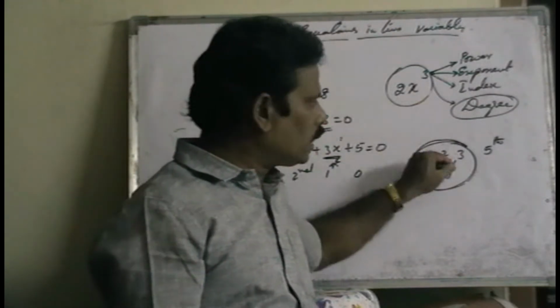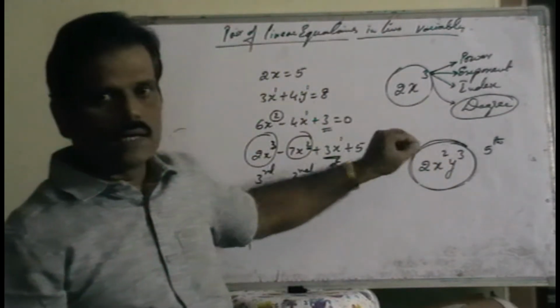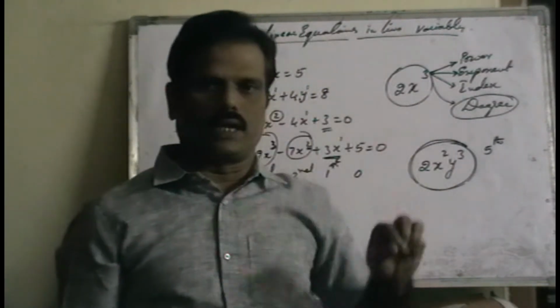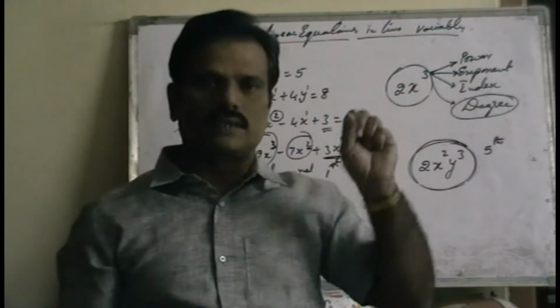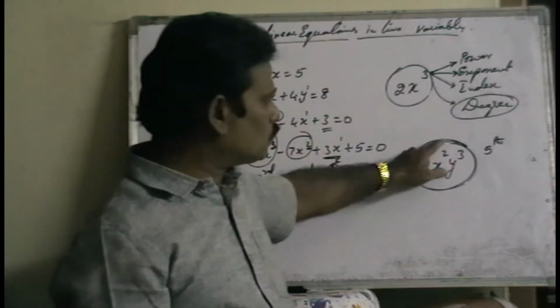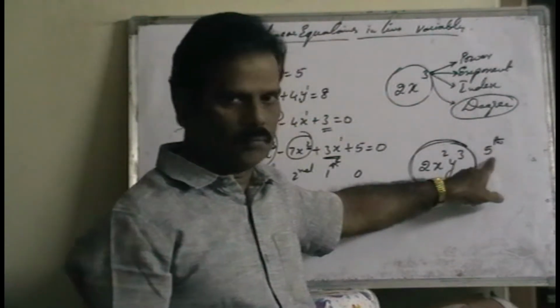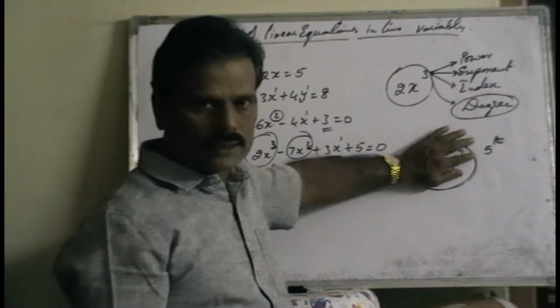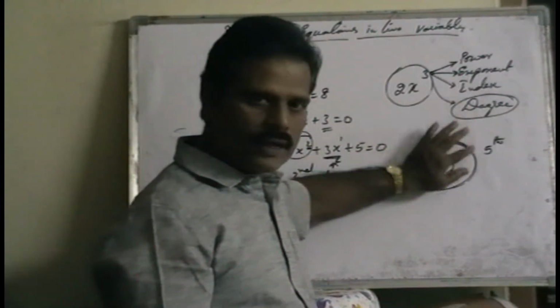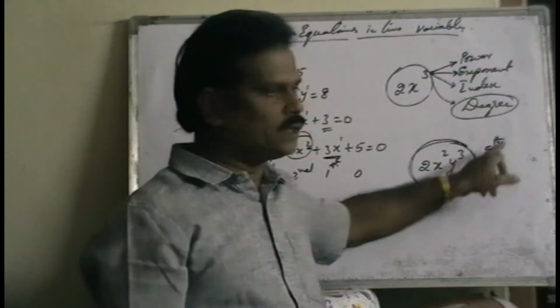So the degree of the term means what? Here, the sum of the exponents of the variables is called the degree of the term. So 2x square y cube is a fifth degree term, not only second degree or only third degree. 2x square y cube is only one term, so this term is a fifth degree term.